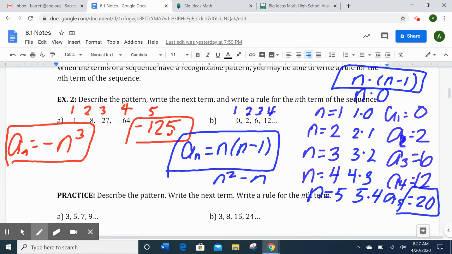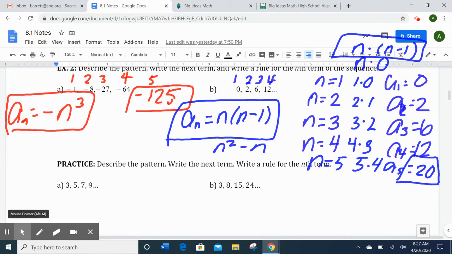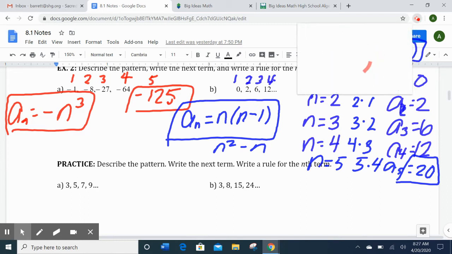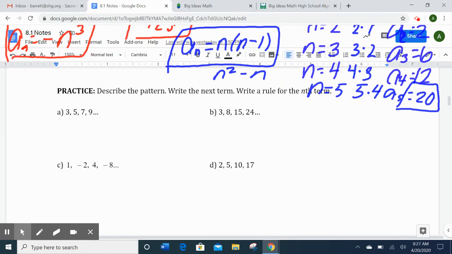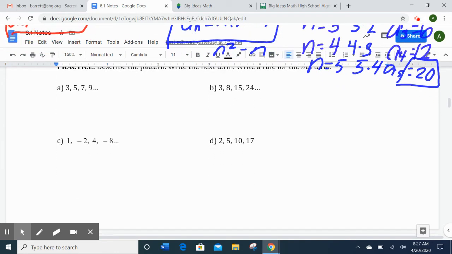I would do some guessing and checking on big ideas as far as what format they want the answer in. But both are equally as correct. So like I said, finding these patterns is going to be easier or harder depending on the person. Okay, so maybe you can pause the video again and you can try your hand at these problems and then we'll go over them.